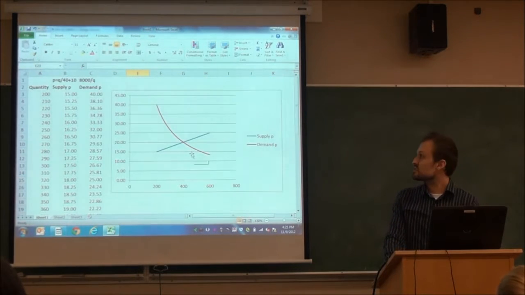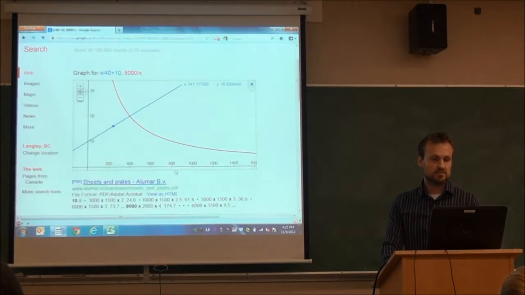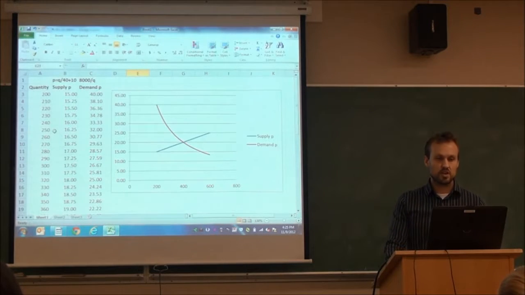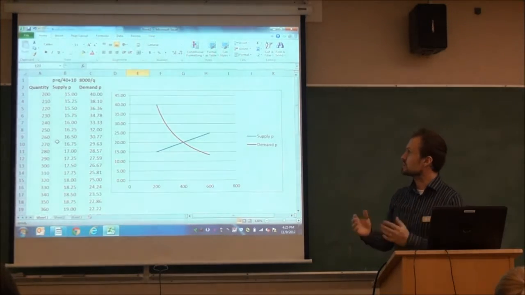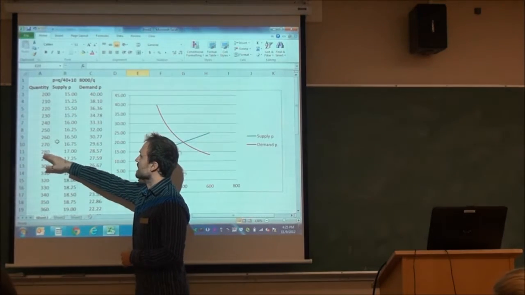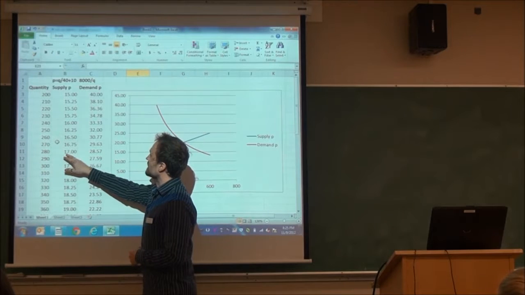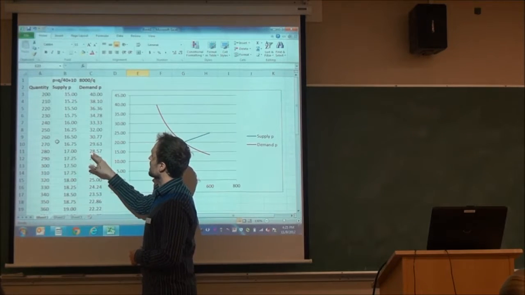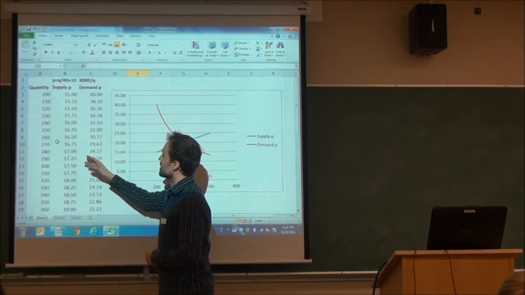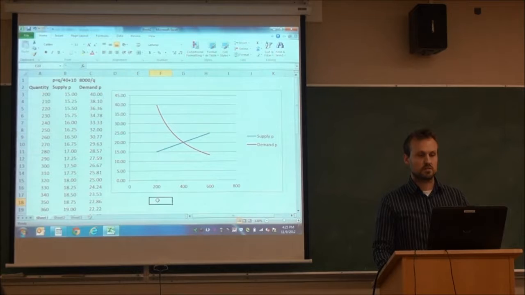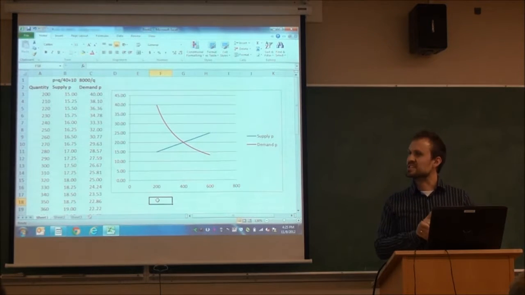So the graph might not look as nice as the one in Google, it's up to you. But I have the benefit of looking at a list of values that I can compare. For a quantity of 280 units, my supply price is $17 and the demand equation gives $28.57. So I have a little bit more information using the spreadsheet. Does everyone have a rough idea of what I'm doing?